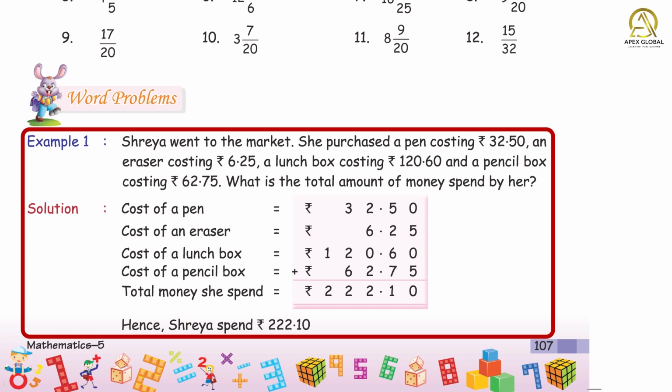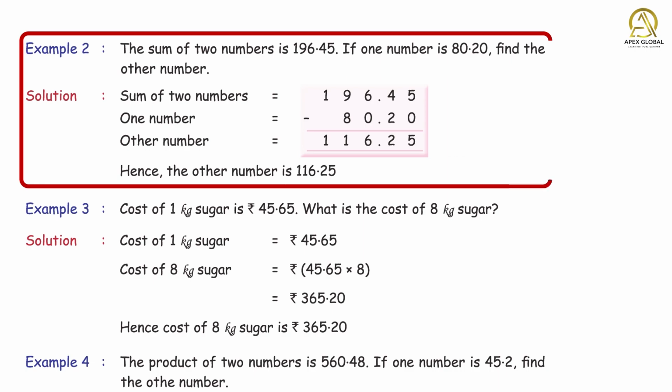Total money she spent rupees 222.10. Hence Shreya spent rupees 222.10. Example 2. The sum of two numbers is 196.45. If one number is 80.20, find the other number. Solution: sum of two numbers 196.45, one number 80.20, other number 116.25. Hence the other number is 116.25.